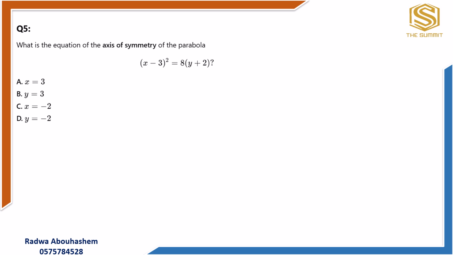What is the equation of the axis of symmetry of the parabola? The first step, look first. Open horizontally or open vertically? The squared part is on x, so it's open vertically. So this means that the axis of symmetry is x equal h. So where is the h? It's 3. So x equal 3.